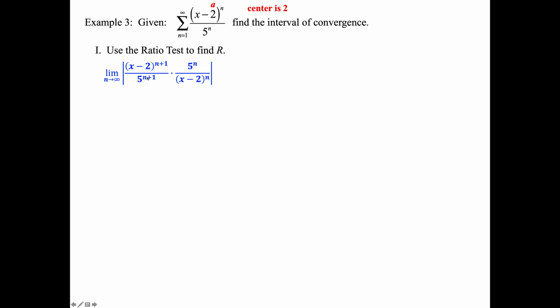So this 5 to the n plus 1, we can rewrite again as we've done in the past: 5 to the n times 5. X minus 2 to the n times x minus 2 to the first. You're more than welcome to put the ones as a power as a reminder. Cancel the 5 to the n's, cancel the x minus 2 to the n's, and we're left with x minus 2 over 5. And again, there's no n here in our expression. So this is our limit. We keep the absolute value bars again because we don't know if x is positive or negative.